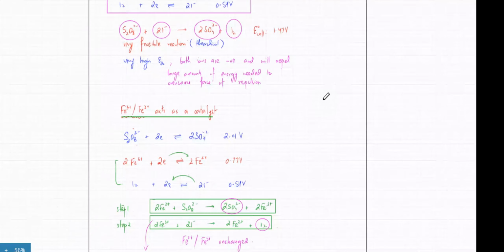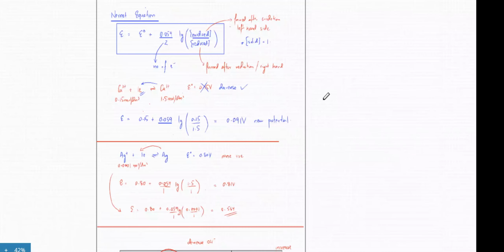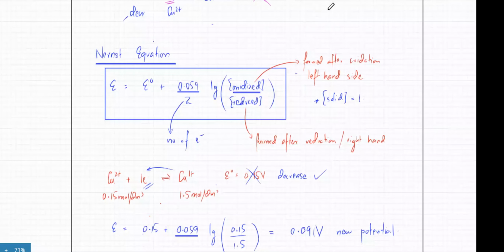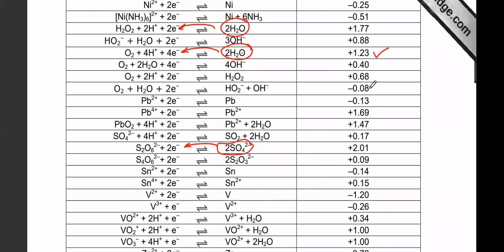All the potentials that are discussed or given over here are under standard conditions. If I just focus on this lead electrode, and I increase the Pb4+ concentration, what's going to happen to the potential? Can anyone tell?